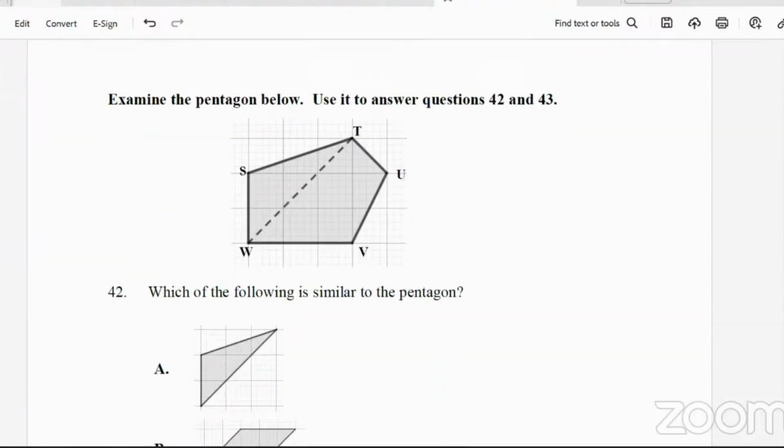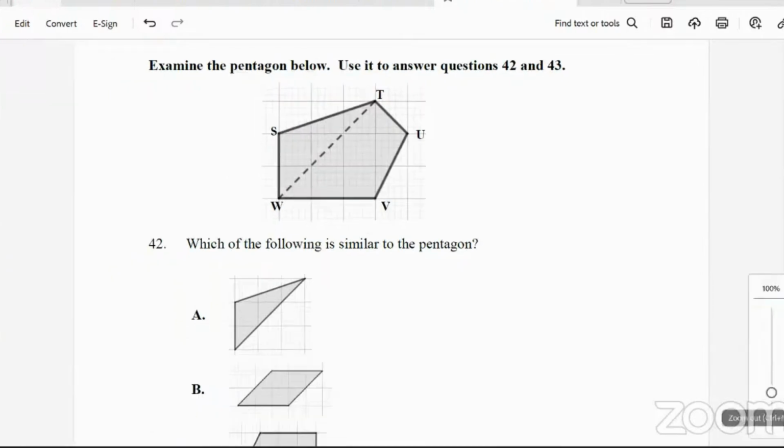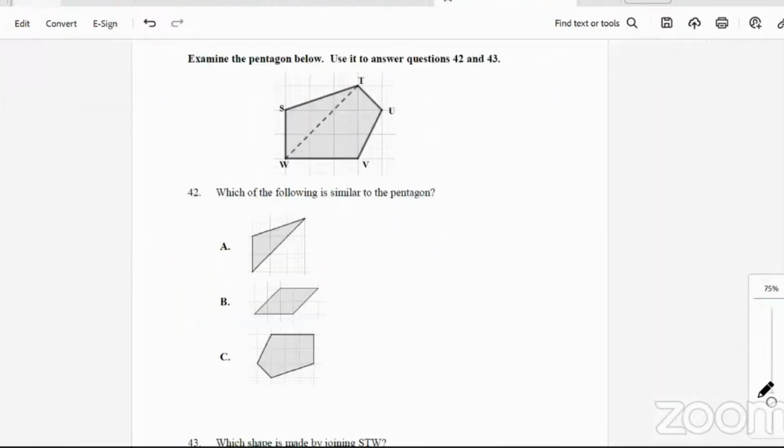All right, question 42, it says examine, I might have to make this a little bit smaller. Okay, examine the pentagon below. Use it to answer questions 42 and 43. Which of the following is similar to the pentagon? Remember, pentagon has how many sides? 1, 2, 3, 4, 5 points, right? So it has 5. Now, which of the following is similar?